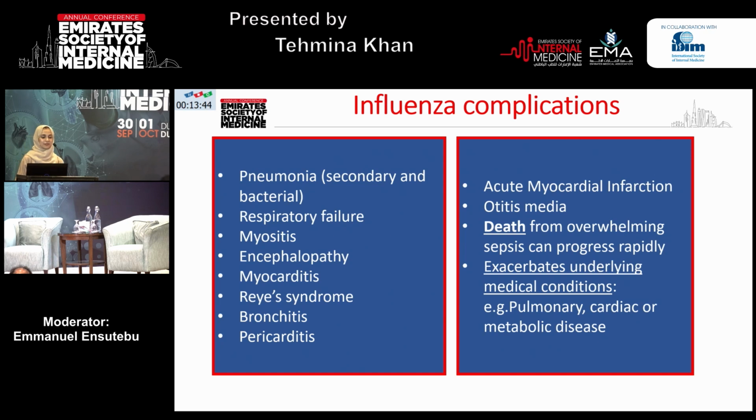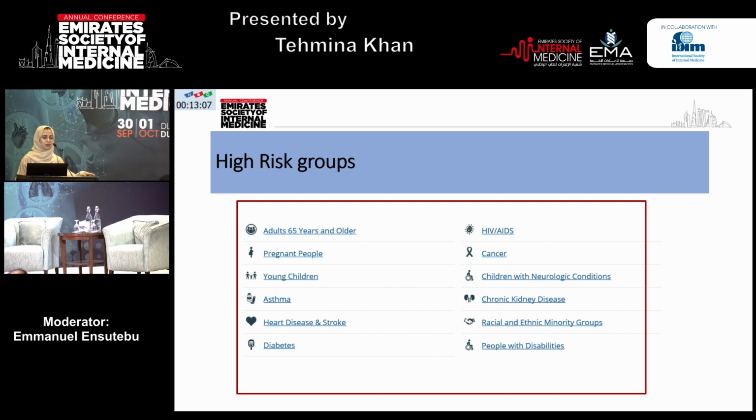So some of the complications of influenza, you can see that we see a lot of times patients with secondary bacterial pneumonias, which is one of the most common complications post-influenza, can lead to respiratory failure, myositis, encephalopathy, myocarditis, Reye's syndrome, bronchitis, pericarditis, acute myocardial infarction, and even death from overwhelming sepsis can progress rapidly. Also, exacerbation of the underlying medical conditions, for example, pulmonary, cardiac, or metabolic diseases can be a complication of the influenza. Who is at high risk?